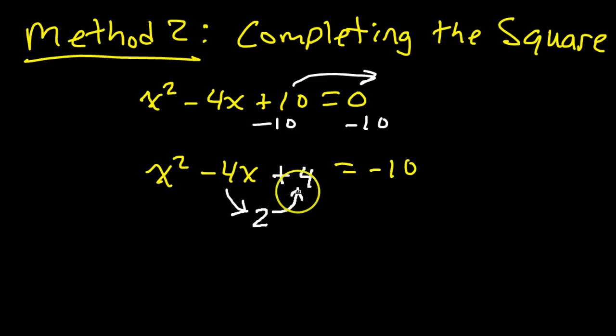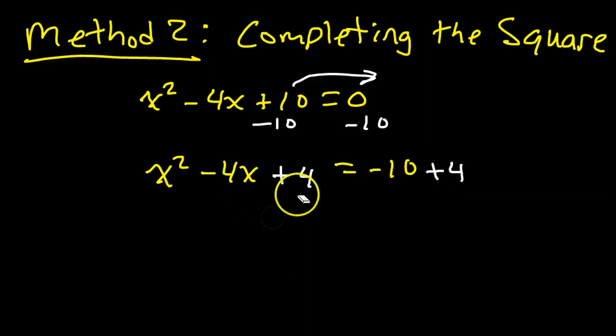Now, I just added a 4 on the left that wasn't there before. It's messing up my equation. I have to balance it out by also adding 4 on the right. Anything you do on the left, you have to do on the right to keep the balance. Now you might be thinking, if this is a 4, is this going to be a 4 every time? No, that's just a coincidence. You have to do half of the middle and then square that. So let's go from there.